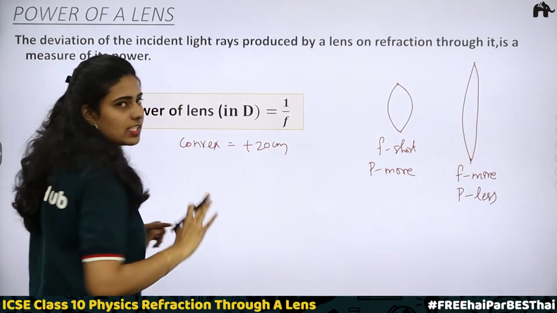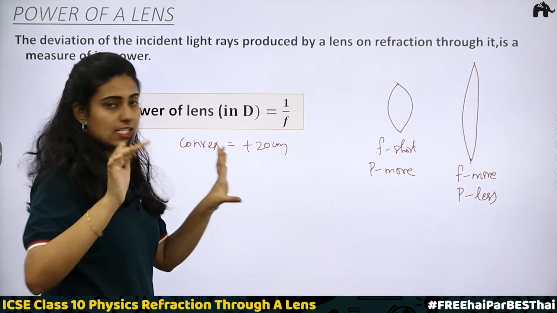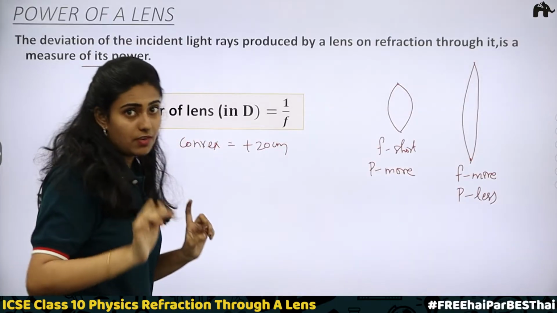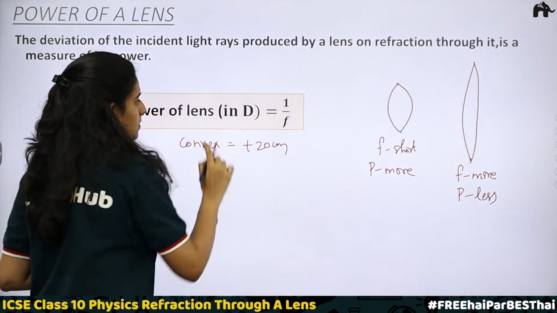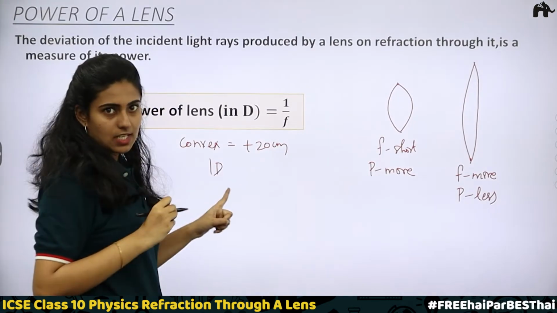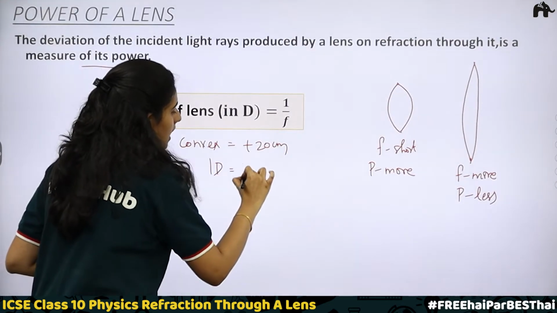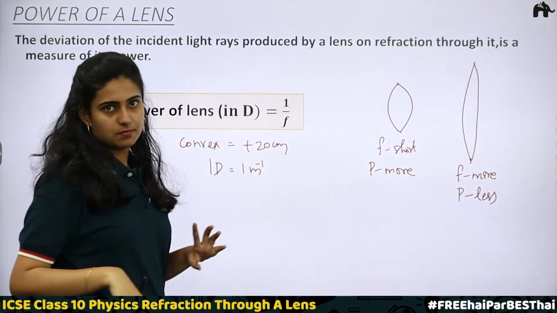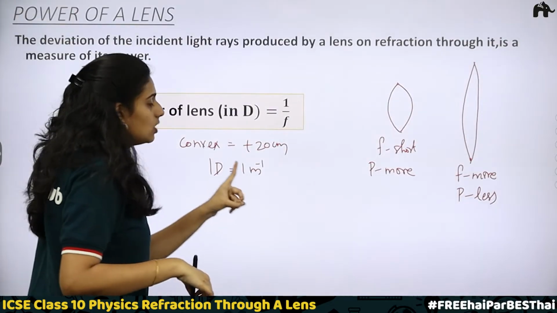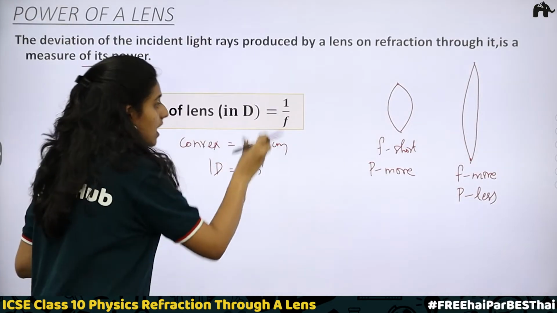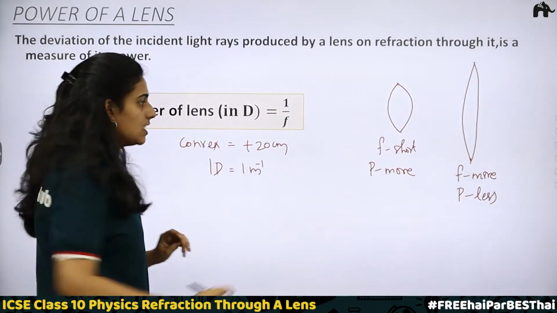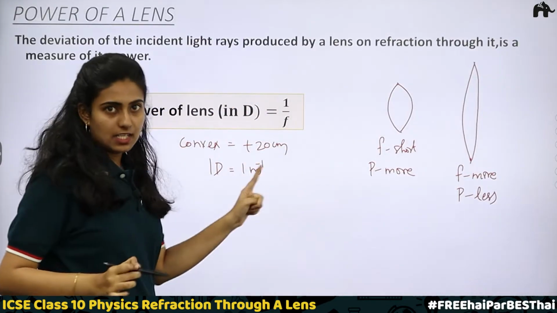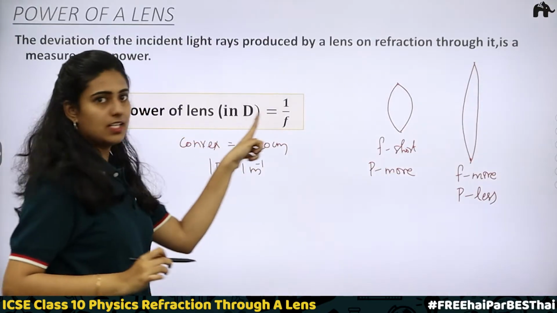We know in case of convex lens, focal length will be positive. Let's find the power. Also, remember one important point, the unit of power is diopter. One diopter is equal to 1 meter inverse, which means the focal length should be taken in meters, not in centimeters. Only then will you get power in diopters.